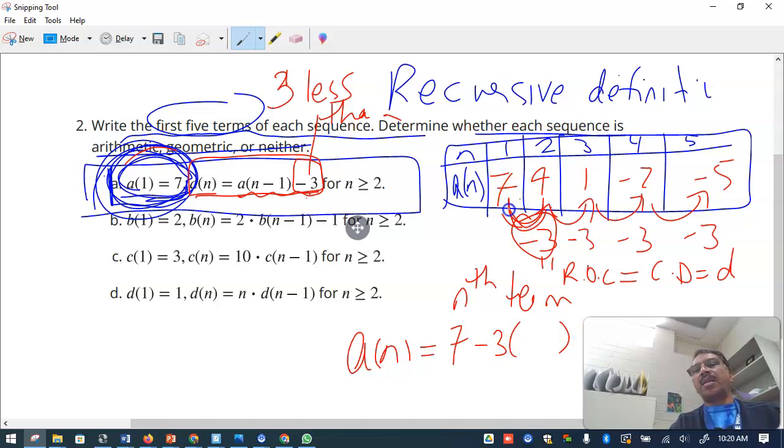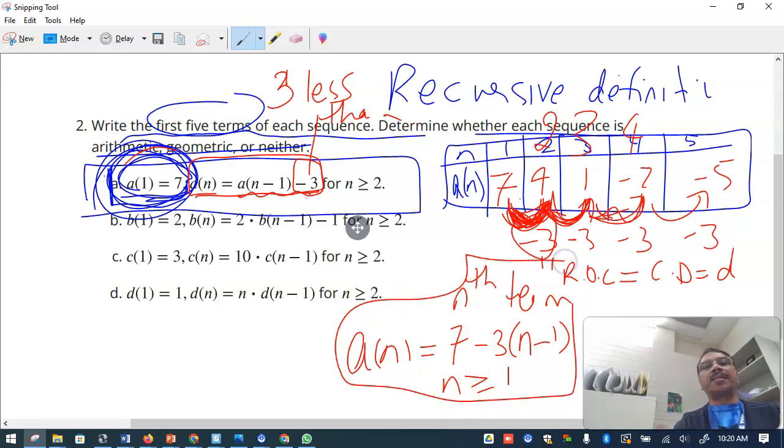Let's see if you want to do the second one. You're taking away minus 3 once. If it is 3, you're doing it twice. If it is 4, then you have 1, 2, 3. So it's always 1 less. So it is n minus 1. And this is for n greater than or equal to 1. So this is also the nth term.